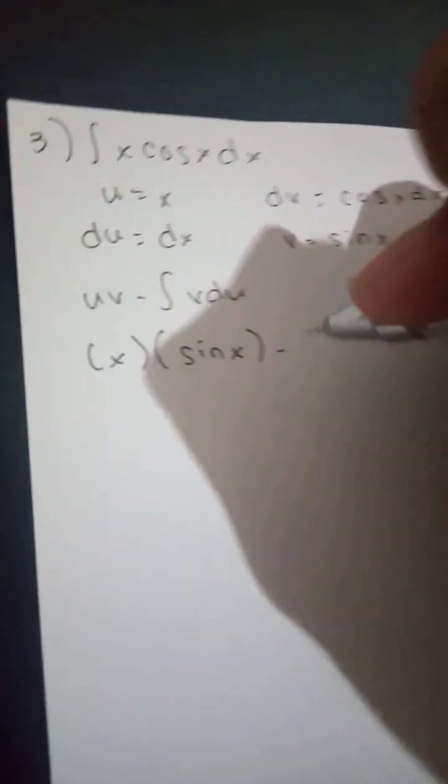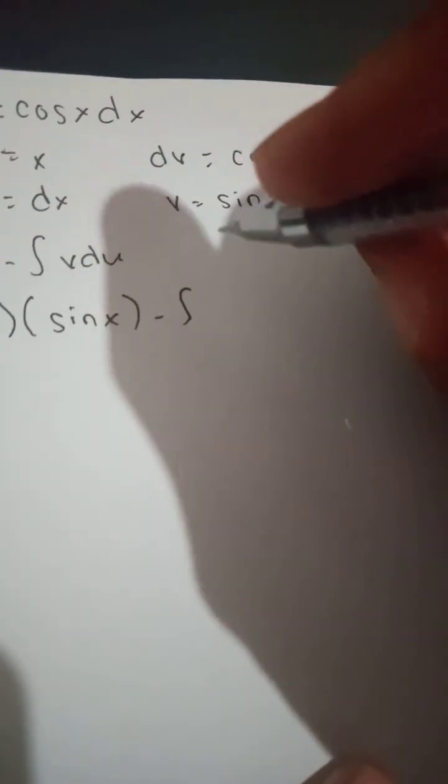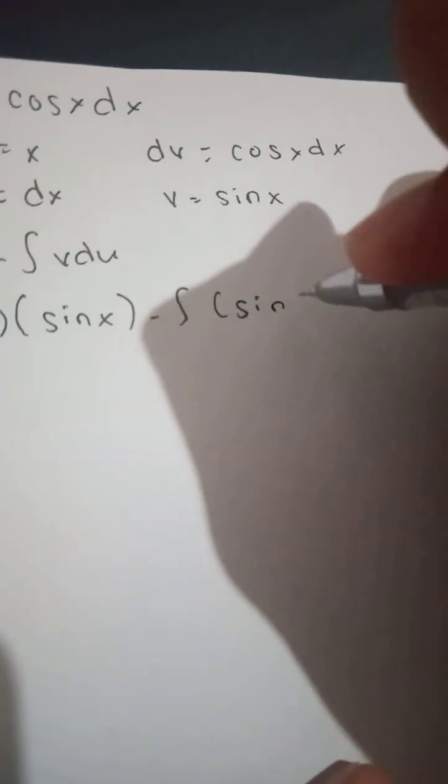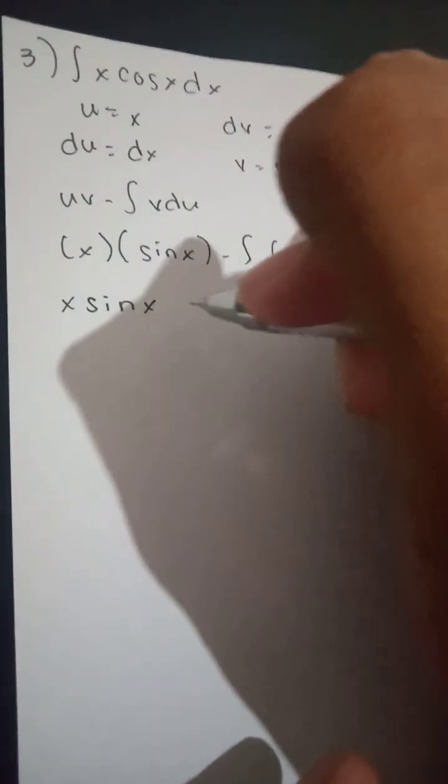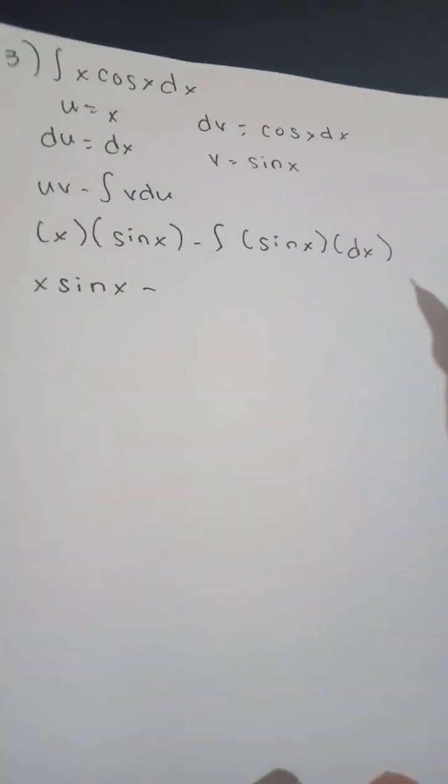Apply the given values: sine x, then du is dx. So multiply these two, and we're going to come out with x sine x subtracted by, multiplying these two, sine x dx.